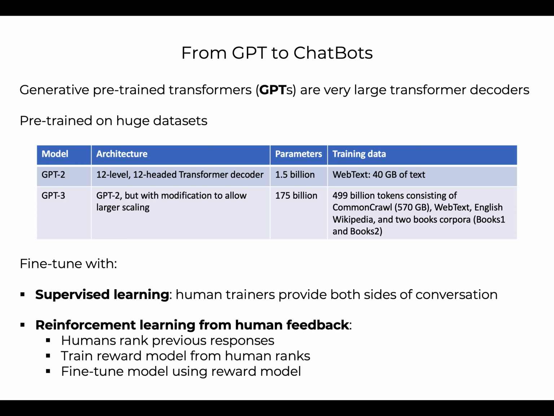The idea is that humans rank responses that the model has previously given, based on how good they are, and then from that you can train a reward model that tries to copy those human rankings, so it learns to predict how good the responses are in the way that a human would. And then we can use that trained reward model to fine-tune the model to produce responses that are rewarded more highly. And we can iterate this process a few times.